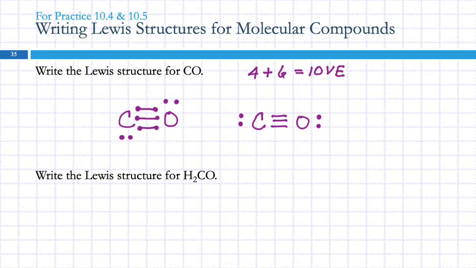This method of drawing Lewis structures, we're not looking at where the electrons came from. We're just taking all the electrons, pooling them, and then distributing them around. We don't care where they came from.